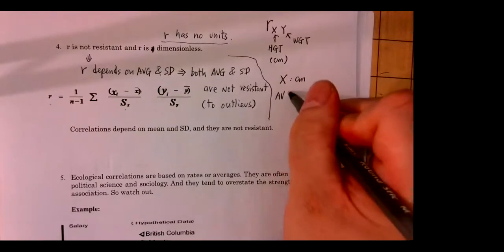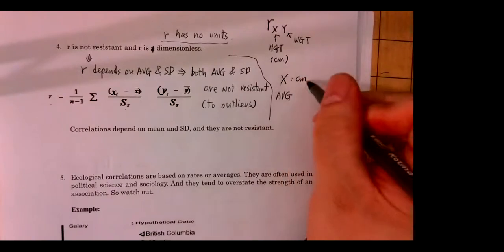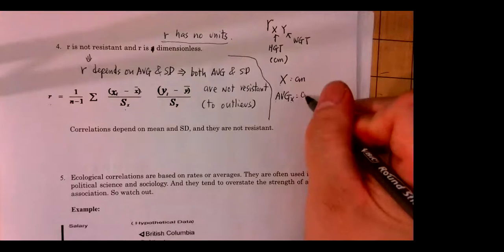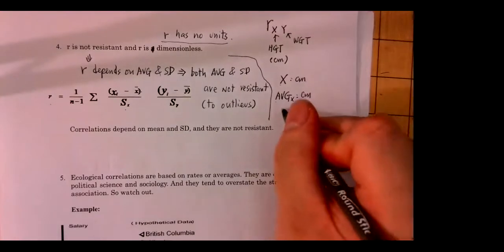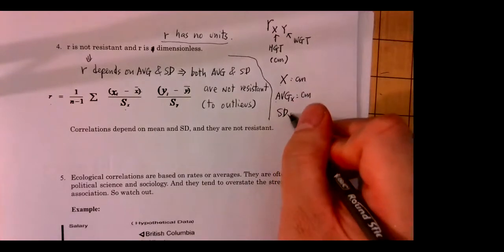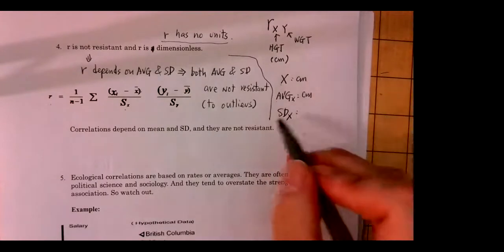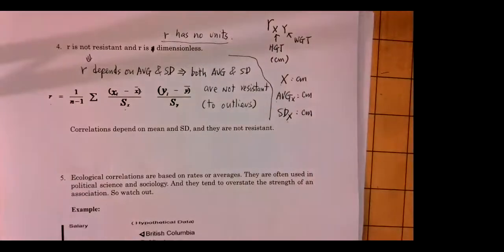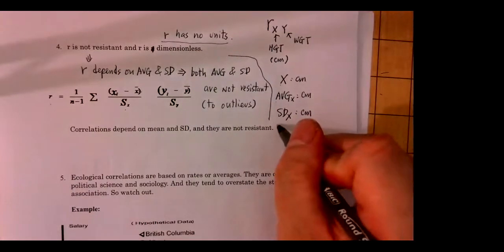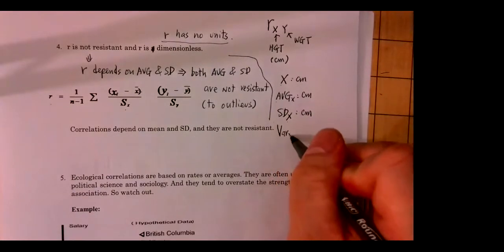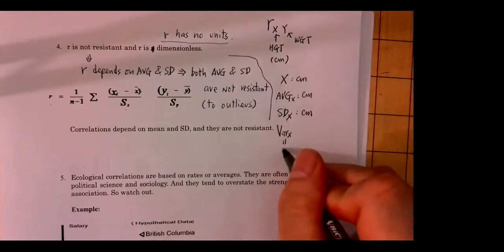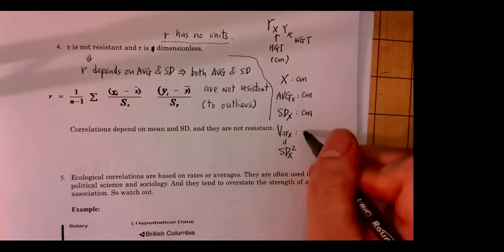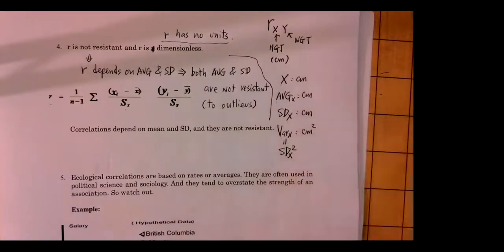If the unit for X is centimeter, what's the unit for average X? It's still centimeter. And what's the unit used for standard deviation X? Average distance to the center. Unit use still centimeter, okay? How about variance of X? Remember, variance of X is standard deviation X squared. So in this case, variance of X, unit use is centimeter squared, okay?